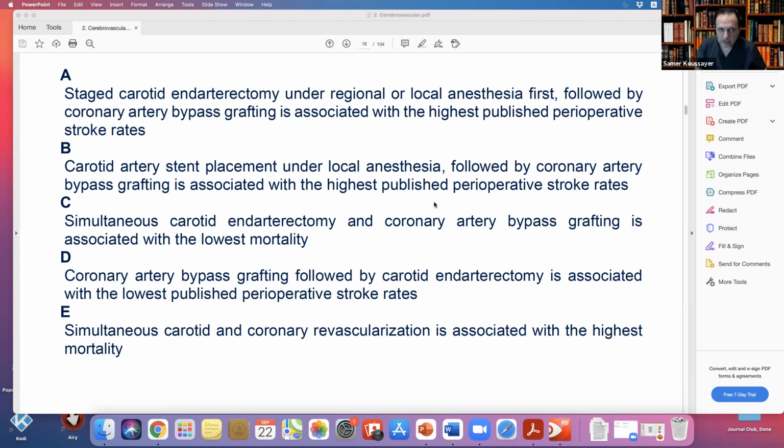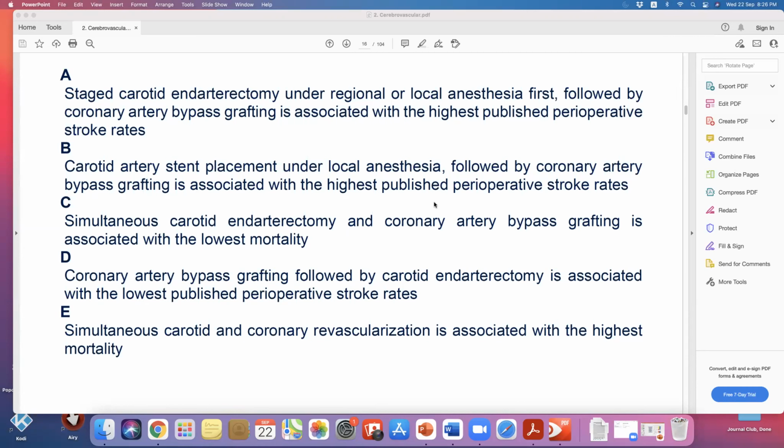So the data showed it has the lowest published rate, and this option is wrong for the fellows. Option B: staged carotid endarterectomy first, followed by the coronary artery graft, associated with the highest. No, this is wrong. They found it has the lowest published perioperative stroke and death rate. That's the reason they want us to do the carotid first and then the CABG.